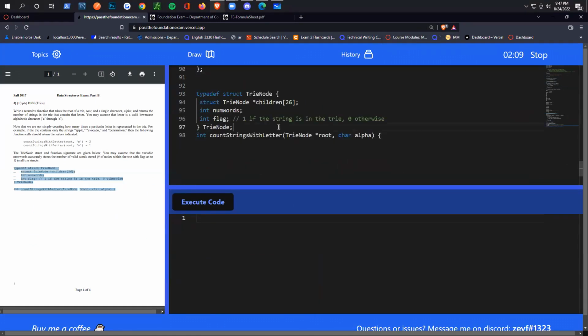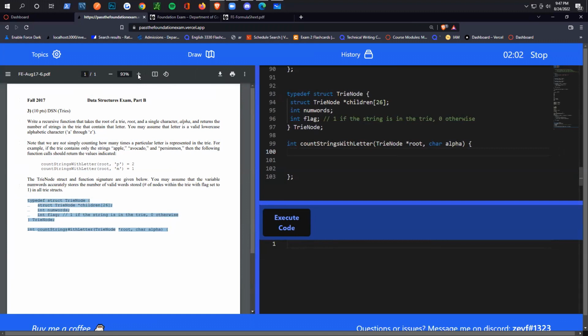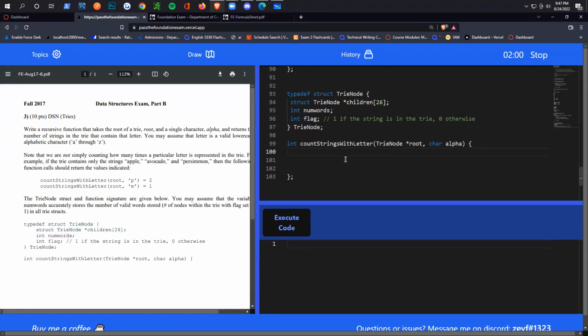Okay, so we have the struct. Now, it's a recursive function. So let's see. First of all, let's just have a quick little base case. Easy points make sense as well. Okay, let me not do not. Some people get confused with that. So if it equals null, return 0.